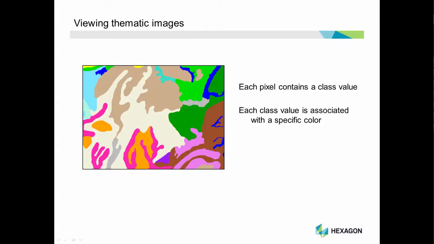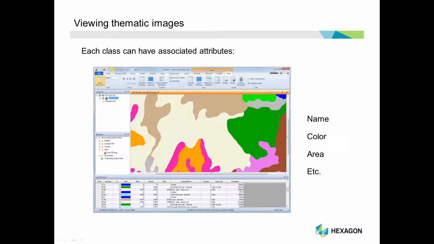Thematic images are typically single-layer images made up of pixels, where each pixel contains a single value. The value represents a single theme, class, or category of information. Each class value is assigned a unique color to represent the class in the viewer. Each class in a thematic image can have associated attributes such as class name, color, opacity, or area. This image is a thematic soil map, so it contains attributes such as soil type and soil characteristics.